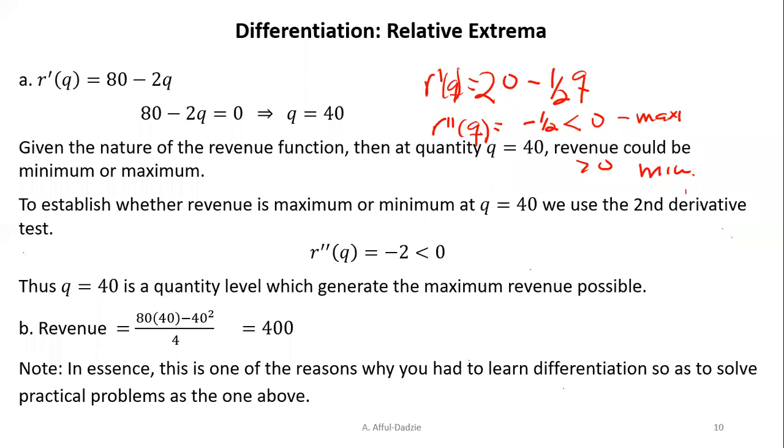Sure. Please, the derivative we had, the 20 minus 1 over 2q. How are you able to get the 40? The 40 we had. Okay, all right.